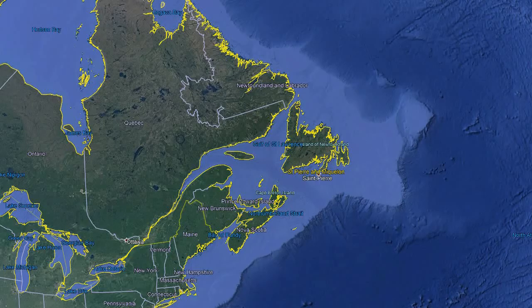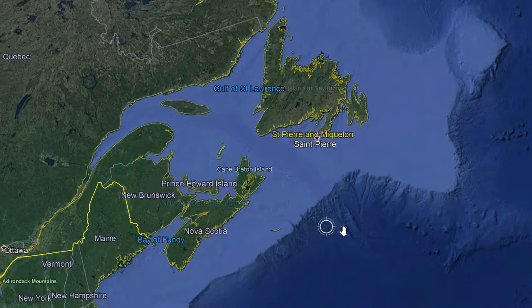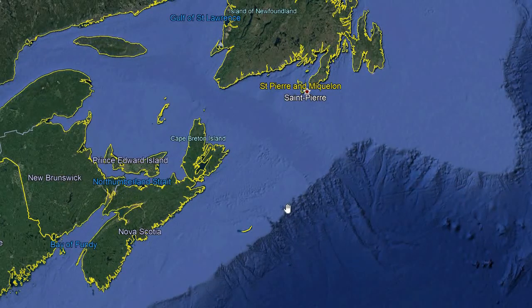So if we take a look at this continental shelf again on Google Earth, we can see this light blue color that extends out away from Newfoundland and the area here around Nova Scotia, and even this area around New England. So all of this space right here is continental shelf, and then you can see how it sort of drops off into deep water as you get further out.